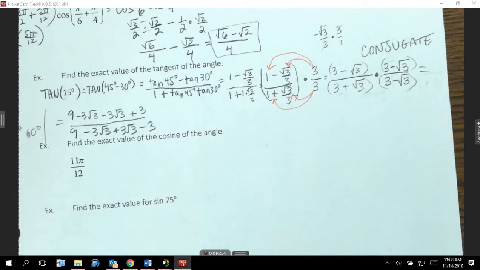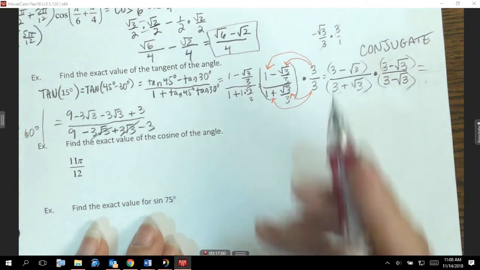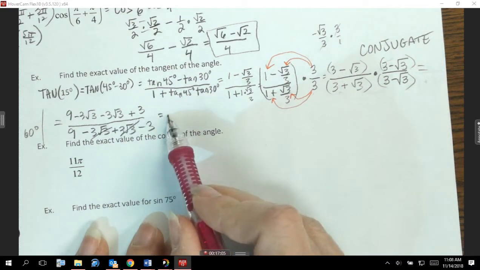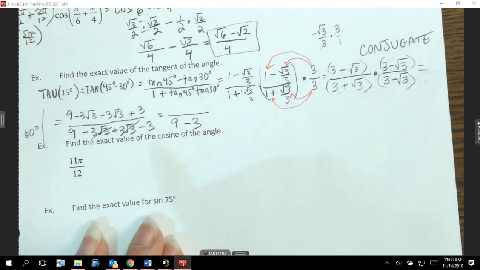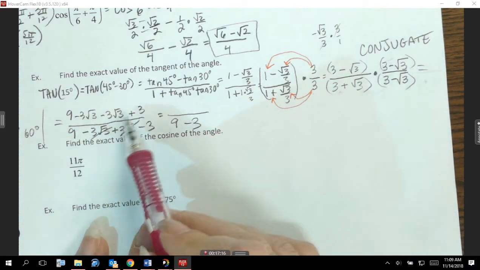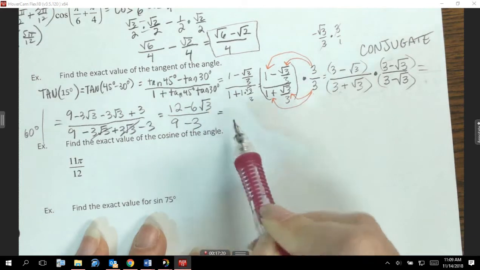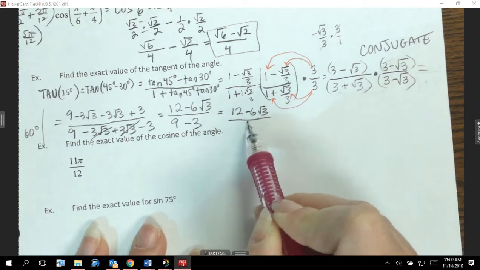In the FOIL method, the outer and inside always cancel. Do you have a question, Dave? Okay. You look like maybe you did. So my denominator now is 9 minus 3. Which is good, because now I don't have my radical. The numerator, combined like terms, I'll have a 12 minus 6 radical 3. So my next step is 12 minus 6 radical 3 over 6.